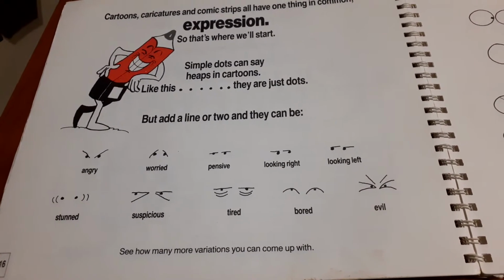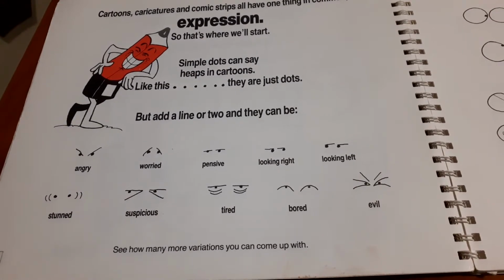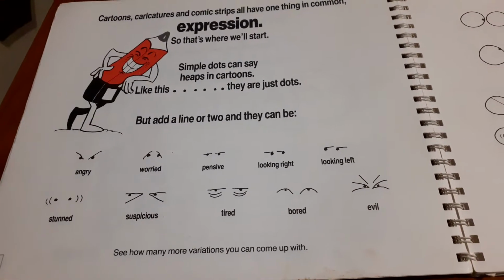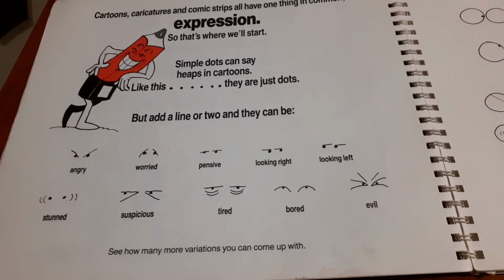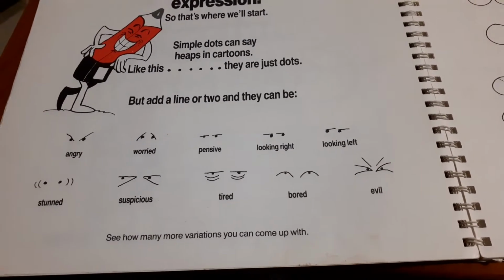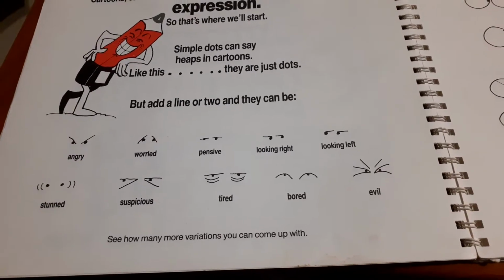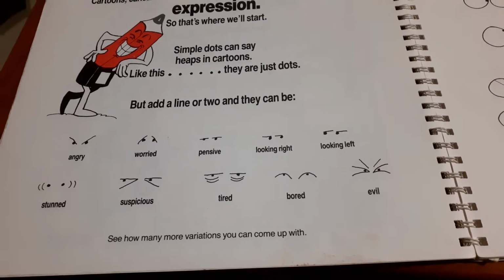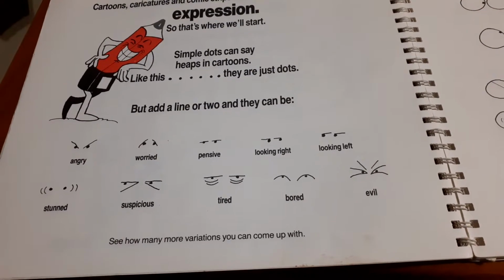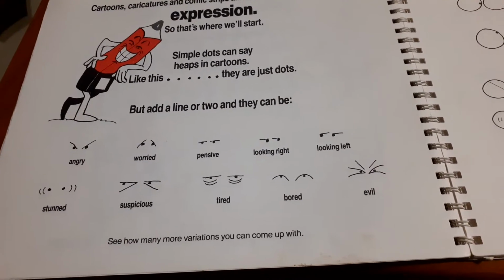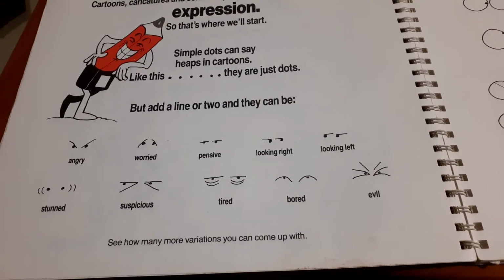Simple dots can say heaps in cartoons, like this: dot dot dot dot. They are just dots, but add a line or two and they can be angry, worried, pensive, looking right, looking left, stunned, suspicious, tired, bored, evil. See how many more variations you can come up with.